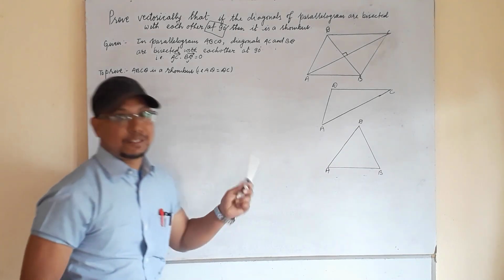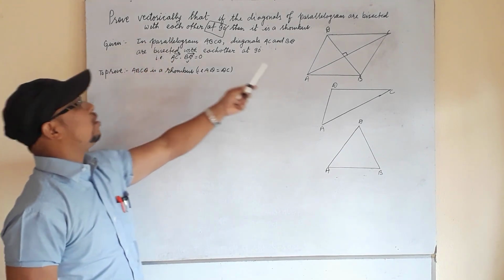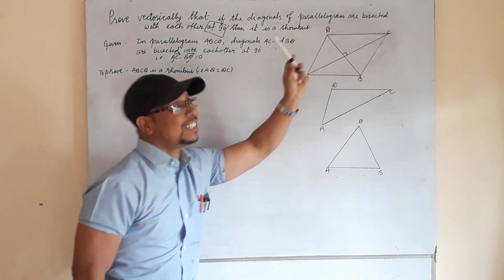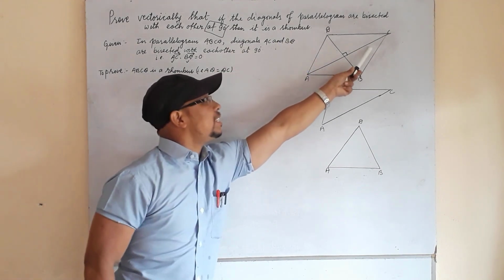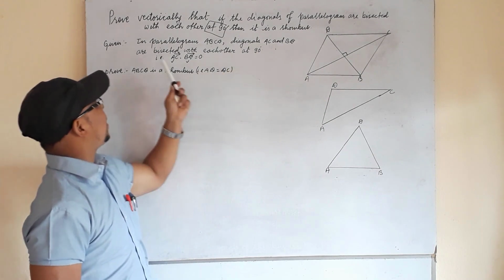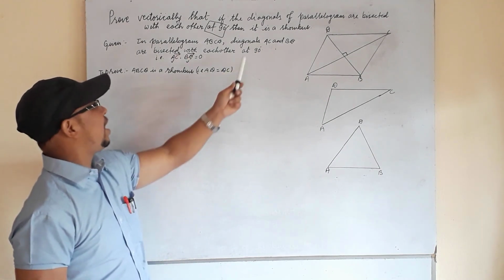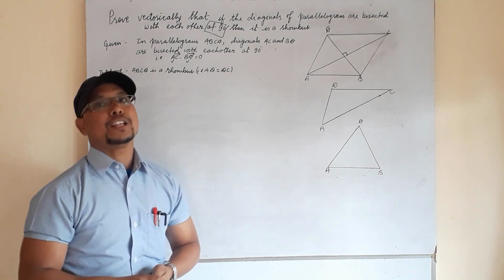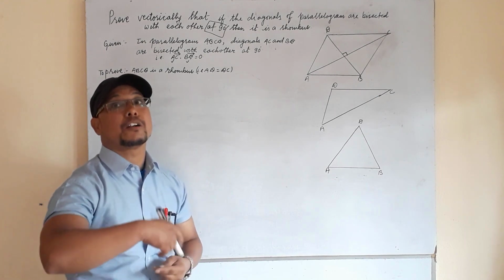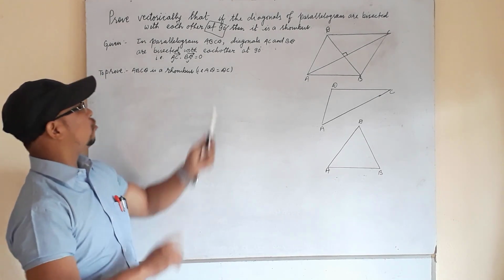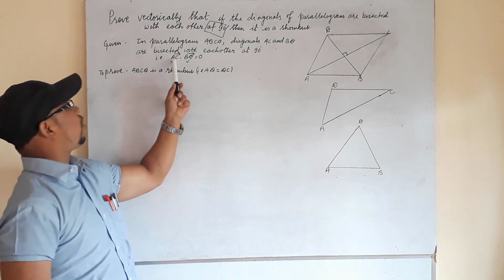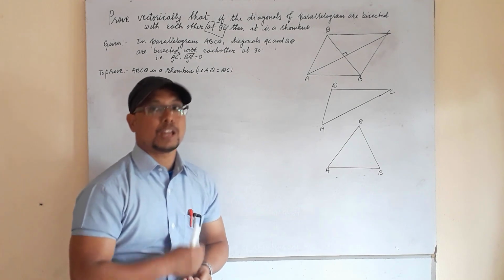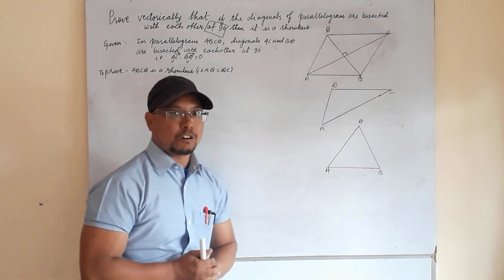Okay, now what is given here? First given is a parallelogram. In parallelogram ABCD, diagonals AC and BD bisect each other at 90 degrees. They are perpendicular to each other. When lines are perpendicular, the dot product of their vectors is 0. So AC vector dot BD vector is 0. It is given to us, and we need to prove ABCD is a rhombus.